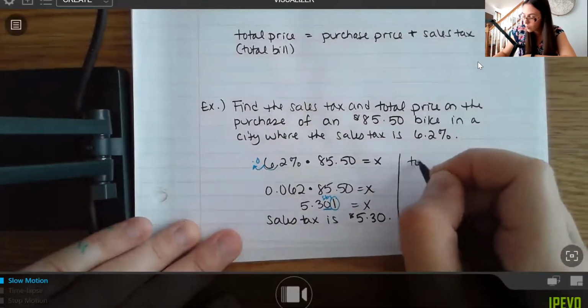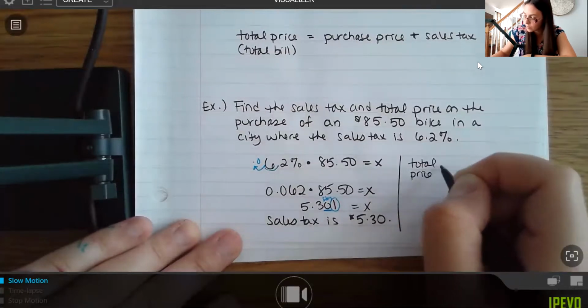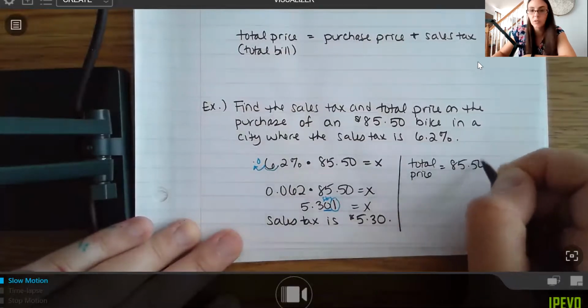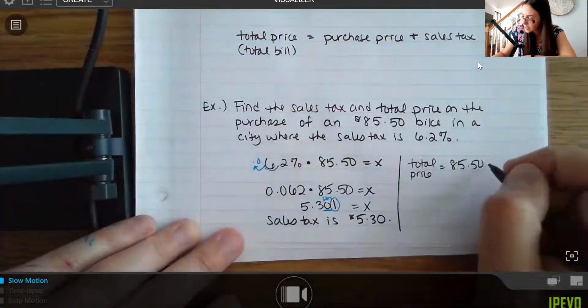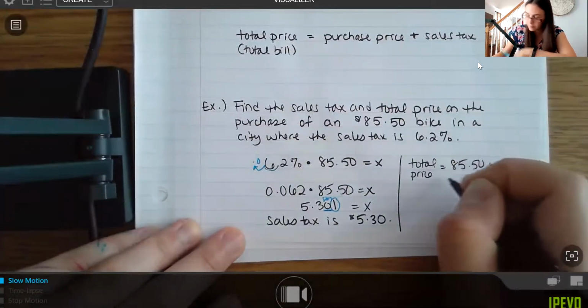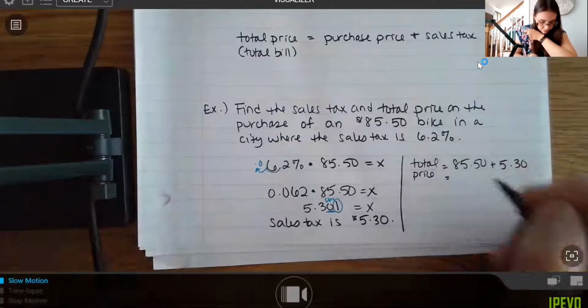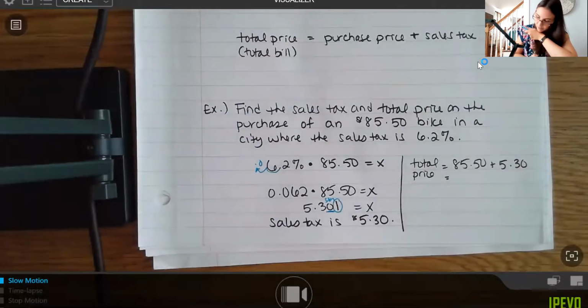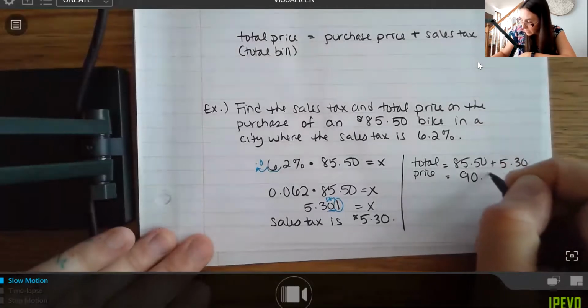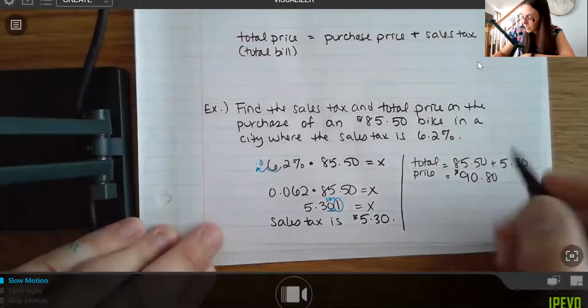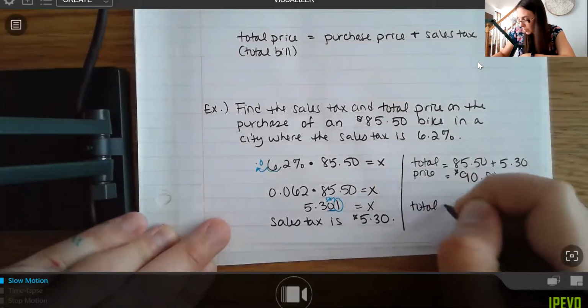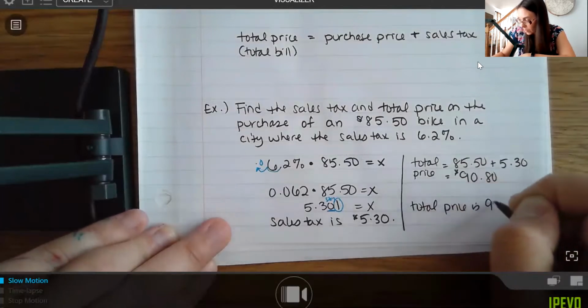So then your total price that you're going to end up paying is going to be the original $85.50. So I'm just using this formula here, plus that sales tax of $5.30. I'm going to use my calculator here and make my life a little bit easier. And I get, all right, I think I could have done this by hand faster. Let's see, 5.30, $90.80. So total price that you'll end up paying is $90.80.